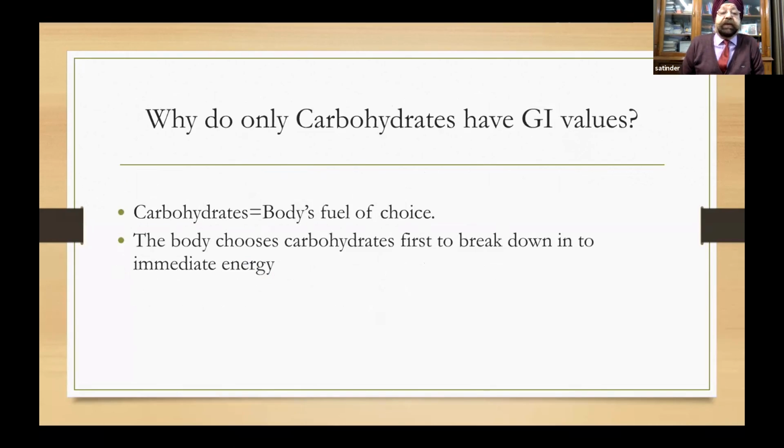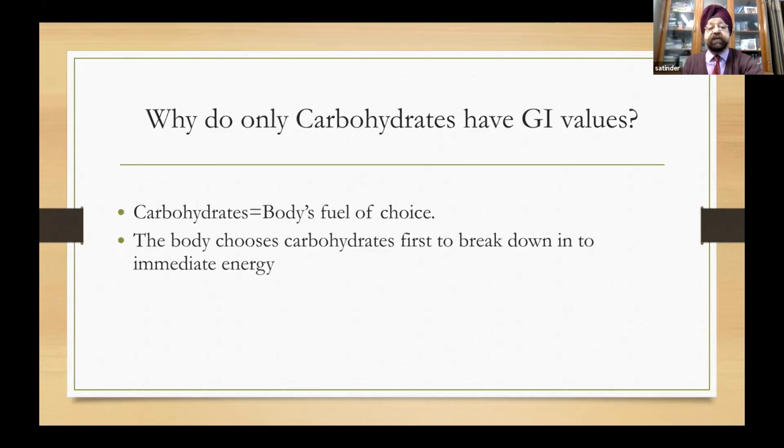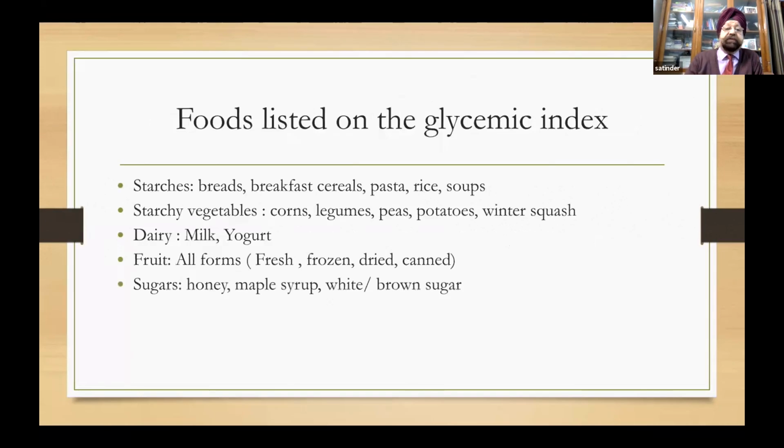Why do we do only carbohydrates? Carbohydrates have a GI value, and not the others. Carbohydrates are the body's fuel of choice. The body chooses carbohydrates first to break down into immediate energy, rather than the proteins and fats. So the glycemic index primarily pertains to carbohydrates.